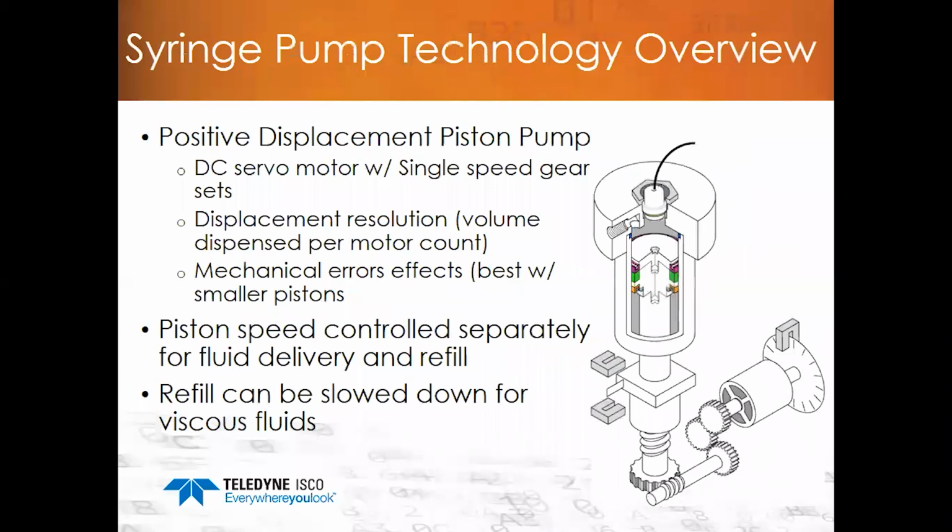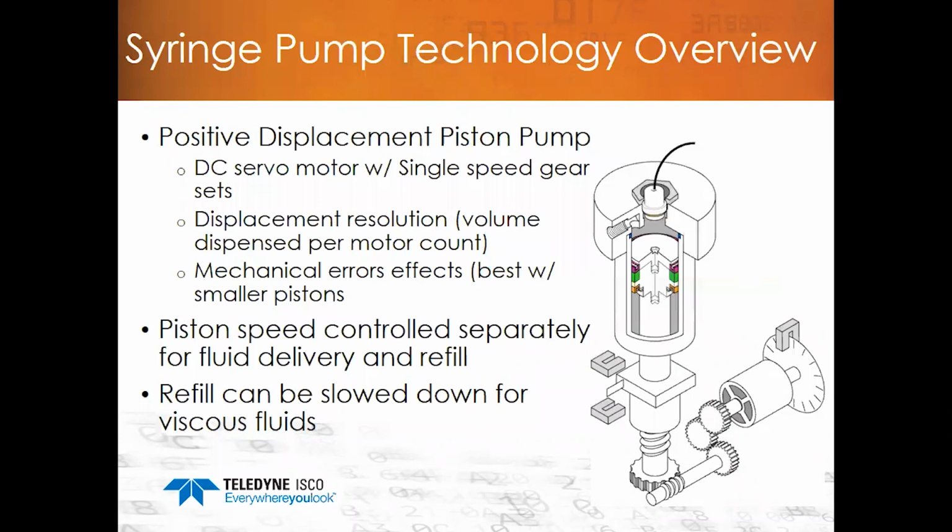Our pump is a positive displacement piston pump. It refills fluid at a known volume and dispenses that fluid at the same volume. Our pump is computer controlled with a DC servo motor, which has a single speed gear set. The gear train consists of a motor with an encoder, which controls the speed of the gears, the worm gear, the ball screw, and the piston. The piston is moved up or down depending on the direction the motor turns.